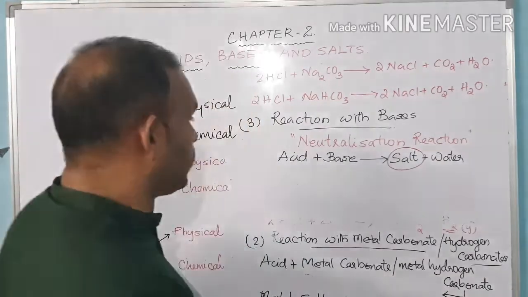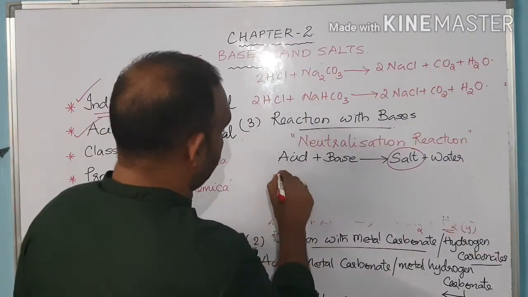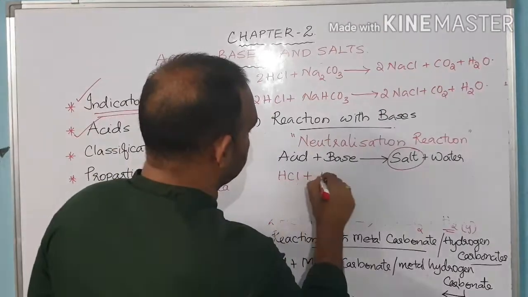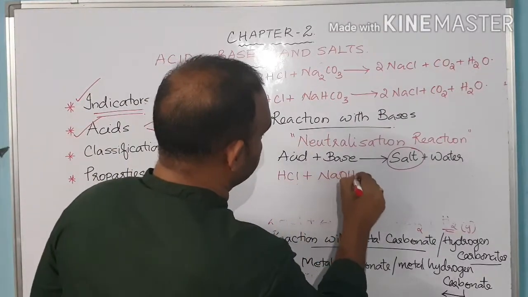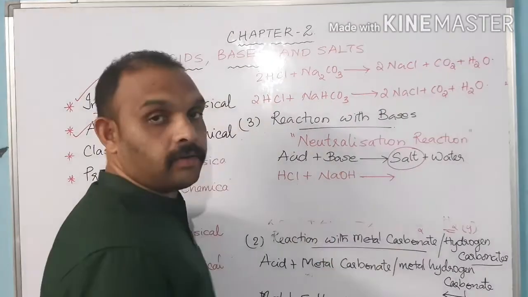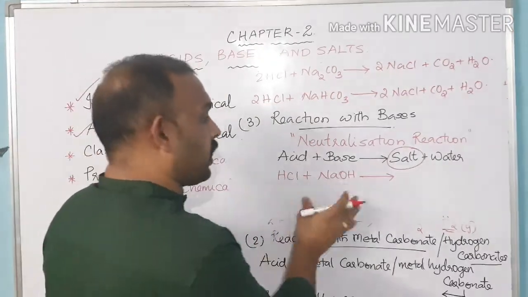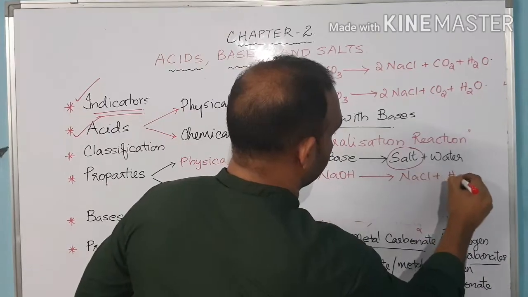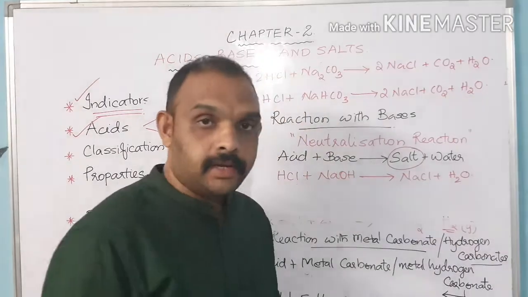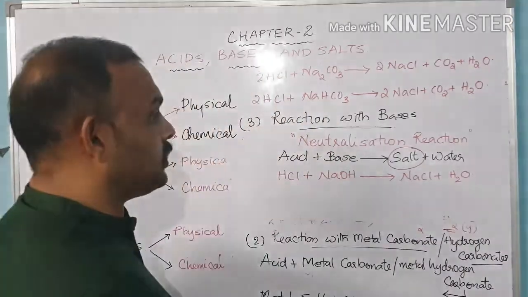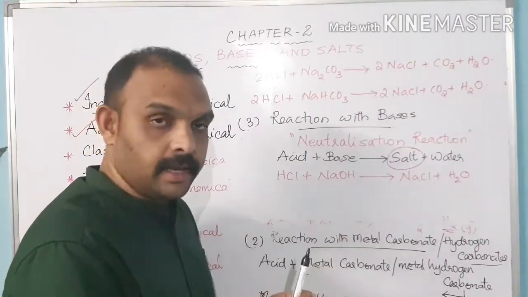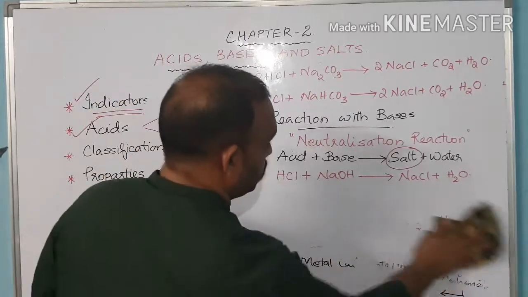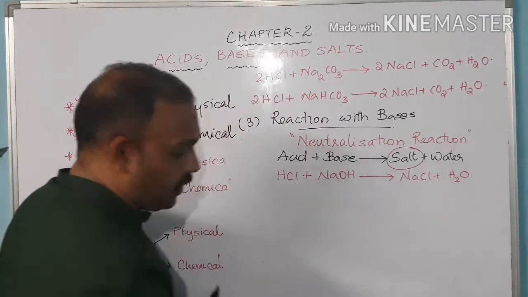Okay. Now we can write an example for this reaction. We'll take HCl, hydrochloric acid, plus NaOH. What is this? Sodium hydroxide. And when they combine together, we will get NaCl plus H2O. NaCl is what? Sodium chloride. So it is a salt. Clear?